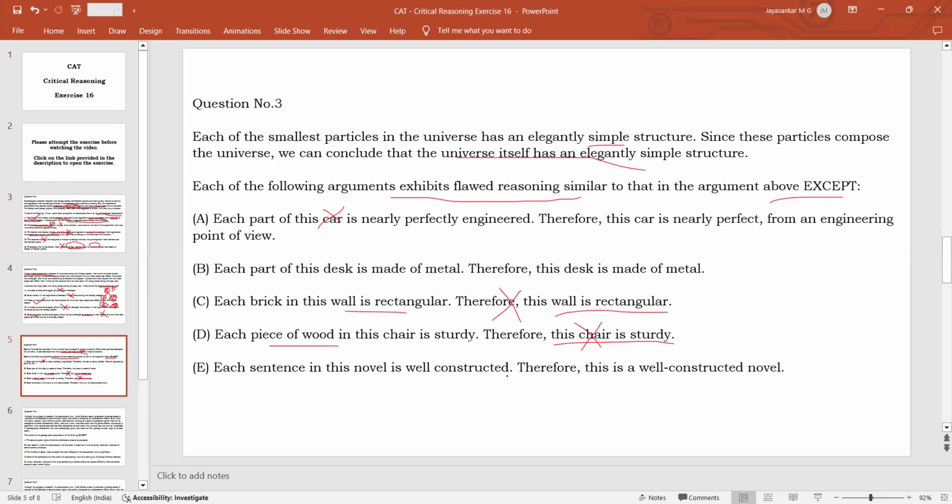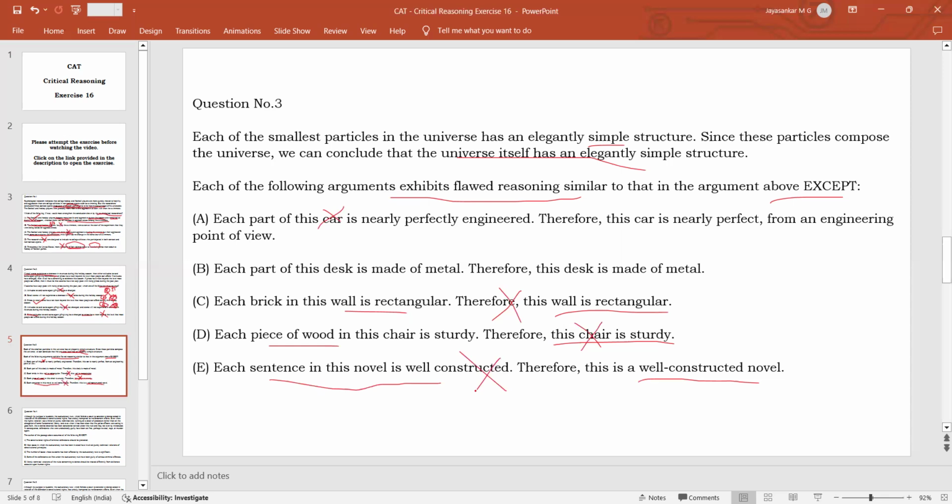Each sentence in this novel is well constructed, therefore the novel is well constructed. Again, the same thing. Just because the sentences are well constructed, when you combine the sentences, there is no guarantee that the novel will be well constructed, because it all depends on how you combine the particles to form a whole thing. So again the same flaw is there.